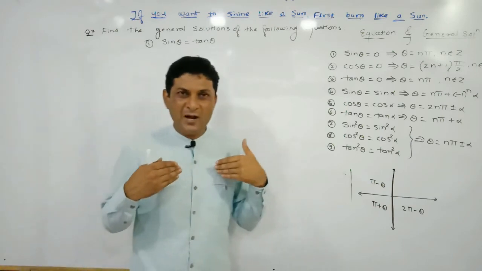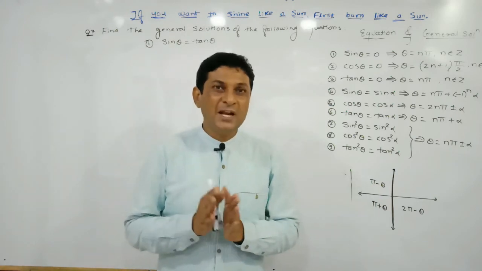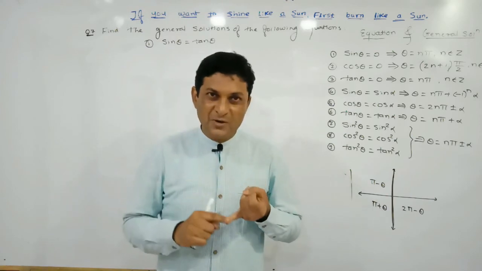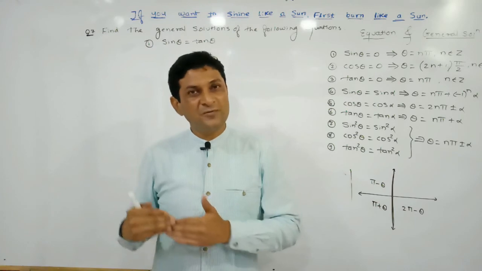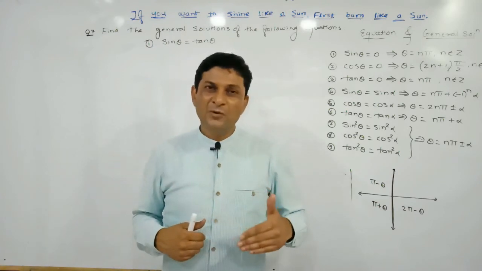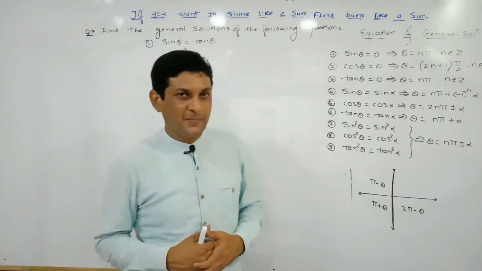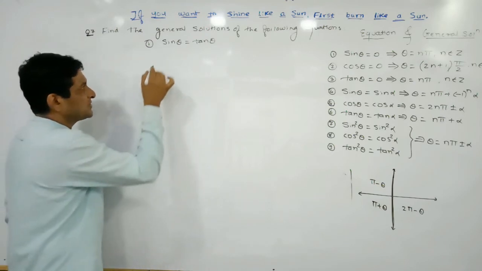So already I have told that whenever we are solving an equation, we are giving priority to what? Factorization method. Even we have seen while solving the quadratic equation, one of the methods is factorization. So while solving the trigonometric equation also, we are giving priority to the factorization method. So let us simplify it and try to find out the factors of this equation.